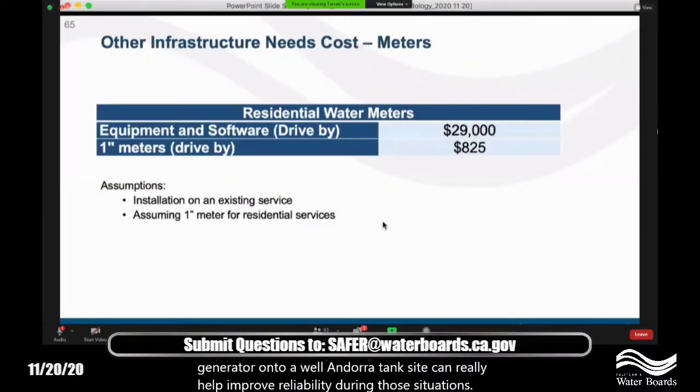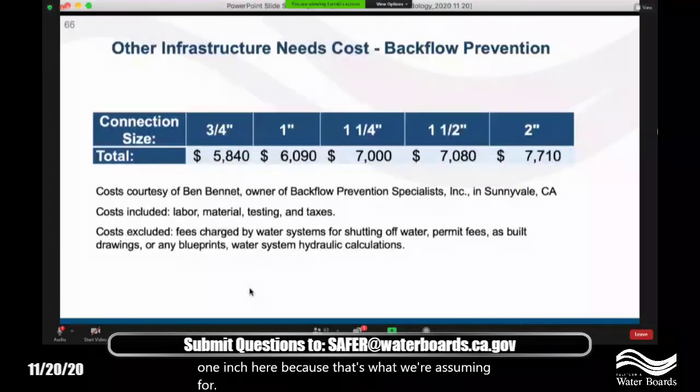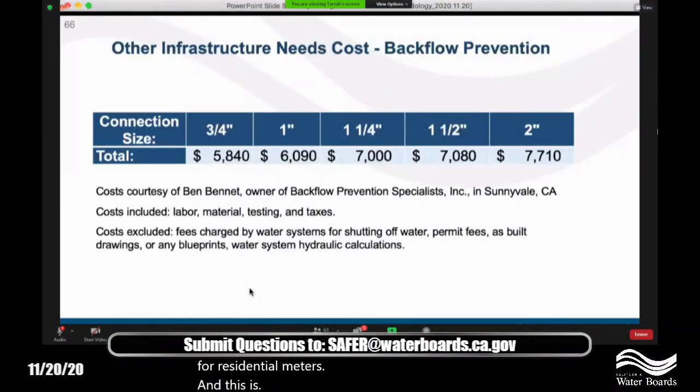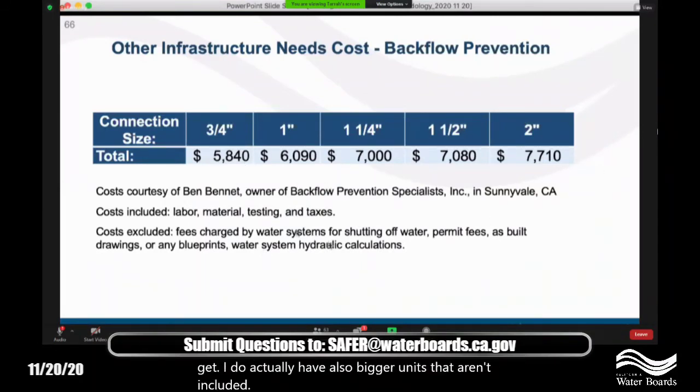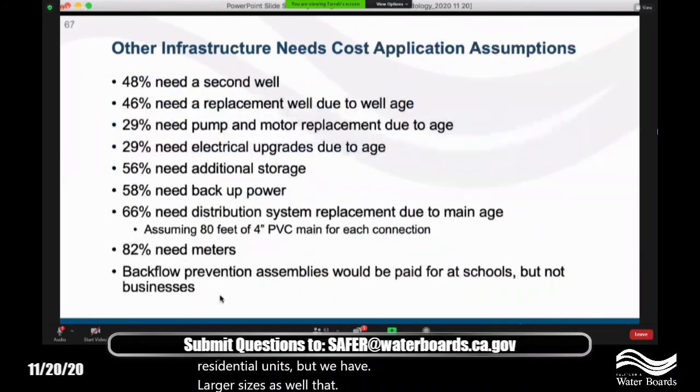This is the cost for meters. We'll probably be looking at getting some costs for some more simple type meters rather than just the drive-by, but for now, this is what we have costs for. And we're putting the 1-inch here because that's what we're assuming for residential meters. And this is just for backflow prevention assemblies. You can see it gets quite expensive the higher the size we get. I do actually have bigger units that aren't included on here. This is more applicable to residential units, but we have larger sizes as well that can be applied to schools.